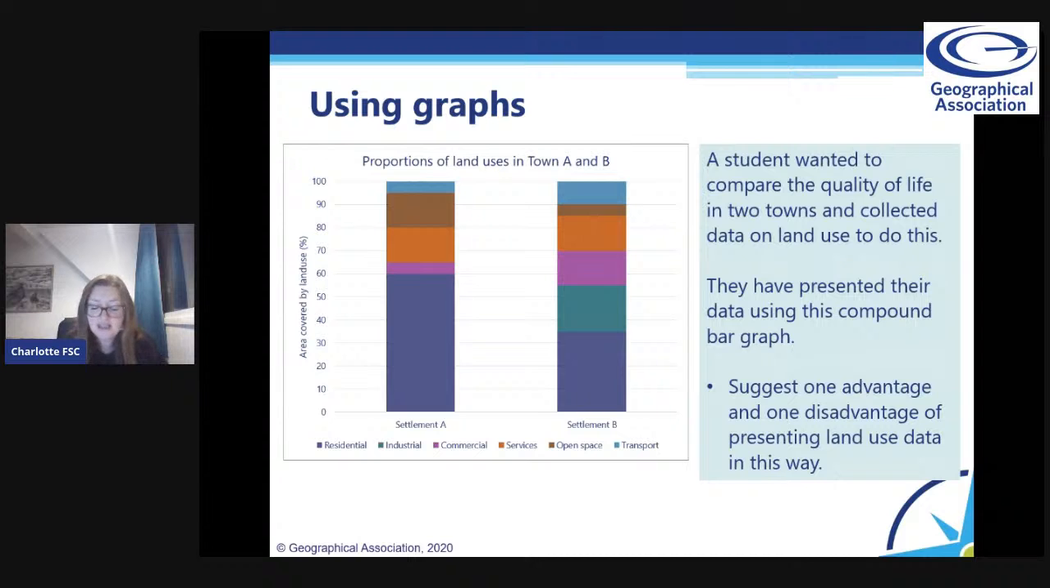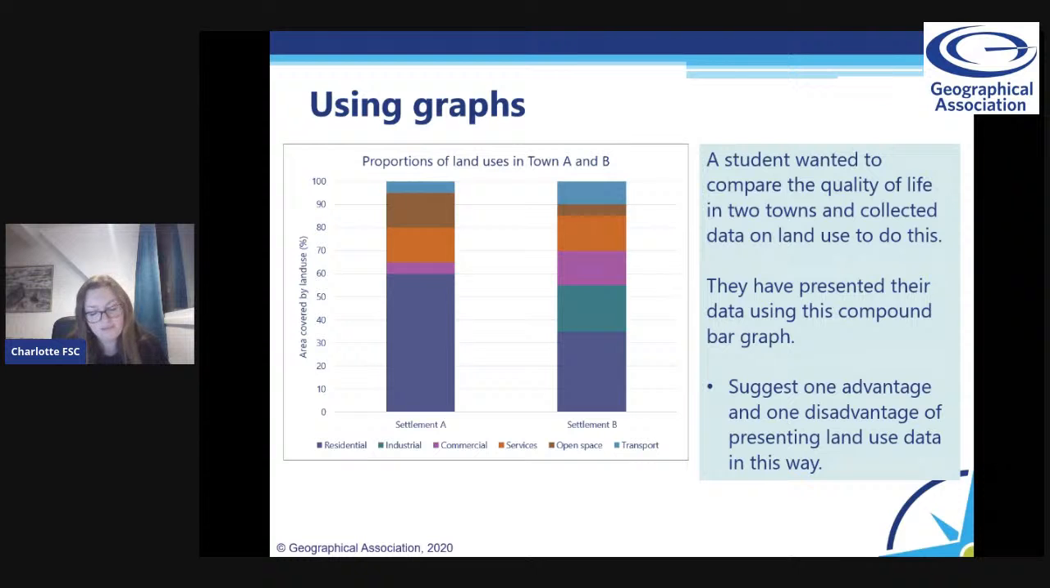What about the disadvantages? Well, it is quite difficult on a compound bar graph to work out the exact percentages of land use, as you essentially need to calculate it from the bars. So like I did in my example, working out that commercial land use was between the 60 and 65% marker, therefore being 5%.